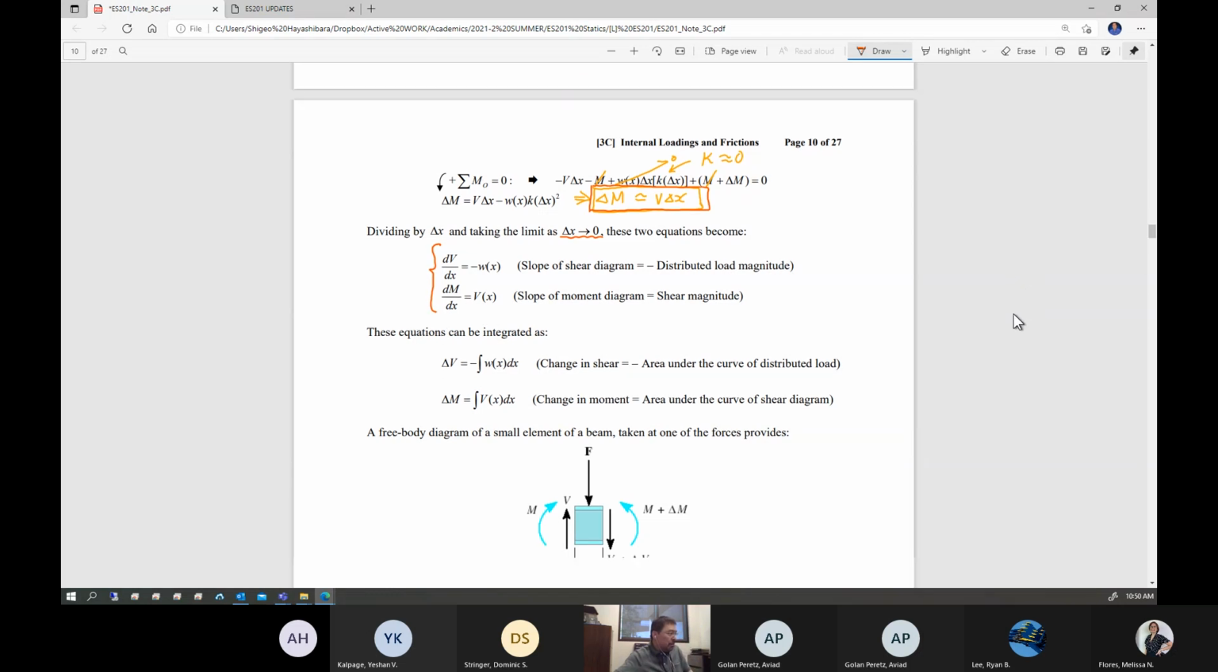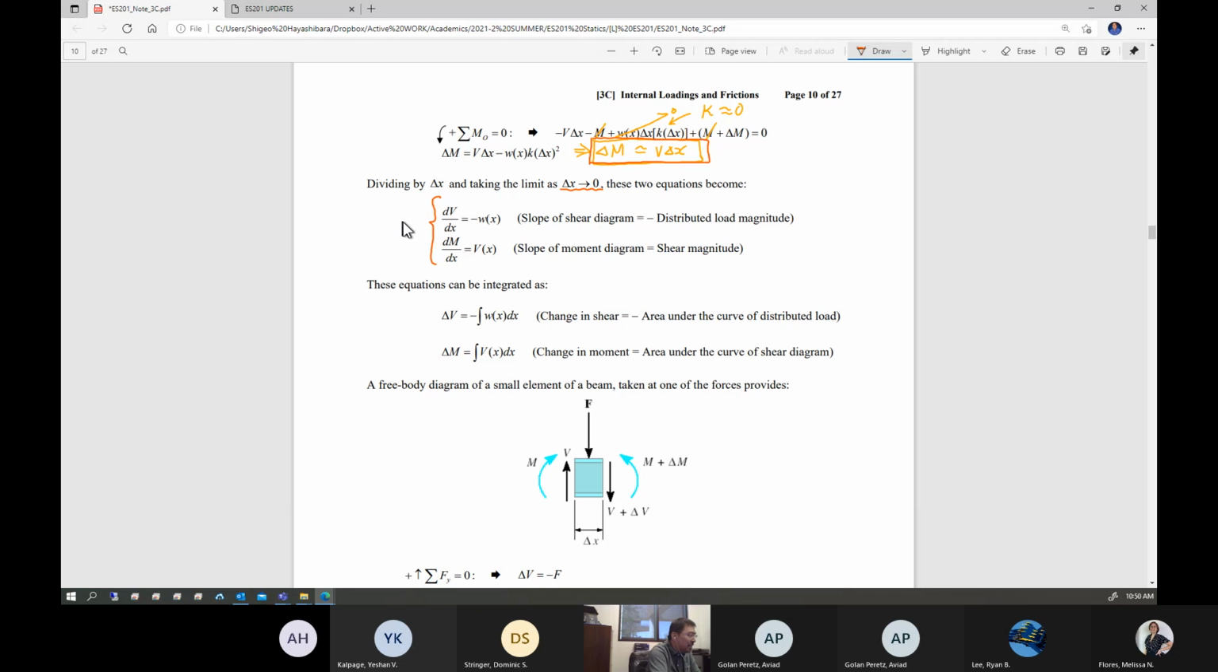And then, of course, you can integrate these two differential equations. The change of shear internally is going to be found by the negative of integrating the distributed loading. This negative is because the direction of the distributed loading is the negative y direction. That's why. And the change of internal moment can be found by integrating the shear distribution.